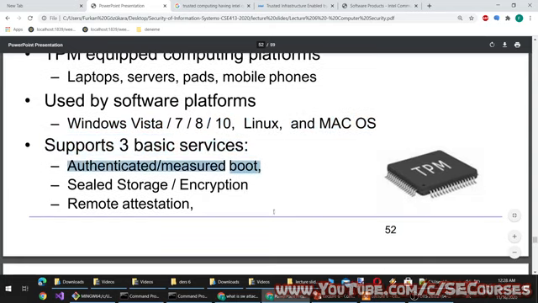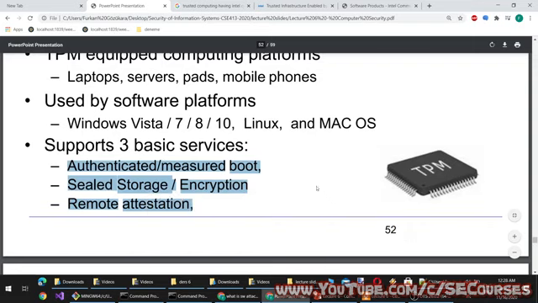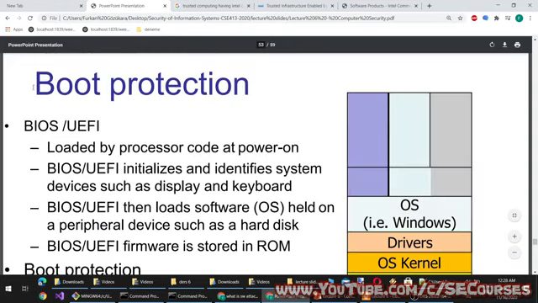It supports three basic services: authenticated, measured boot; sealed storage, encryption; and remote attestation.